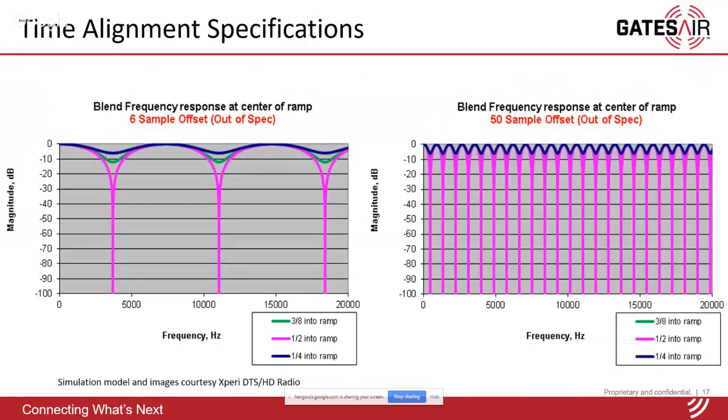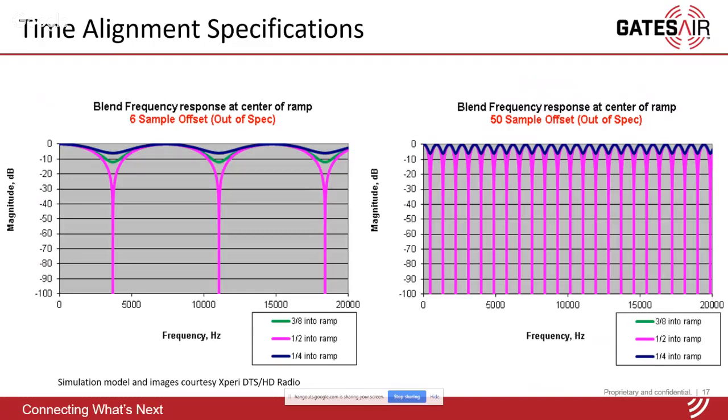And just a little background, 3 samples seems like a pretty tight spec to keep in place. Well, where that comes from is Xperi did some models, and on the one on the left that you see, if your analog and digital are off by just 6 samples, when that blend occurs, you end up with 3 nulls in the audio. The first one occurs at about 3.5 kilohertz, another at about 11 kilohertz, and a third at 18 kilohertz. Then if you look at the chart on the right, if you're off by about 50 samples, now you have 23 nulls in the audio, and you can see on that chart where they fall. So all of a sudden, during that blend from analog to digital, you end up with these holes in the audio.